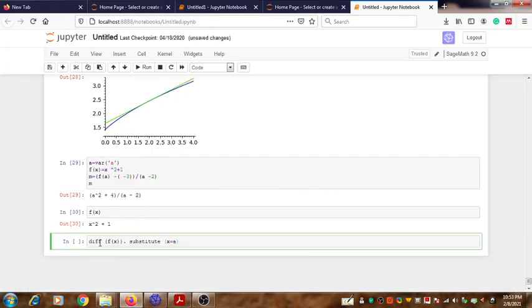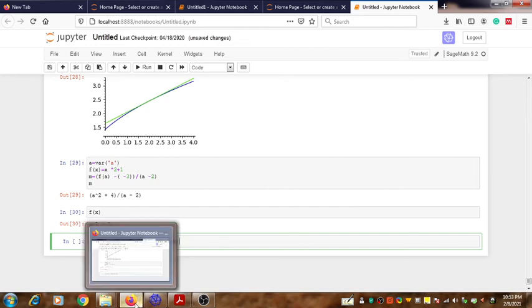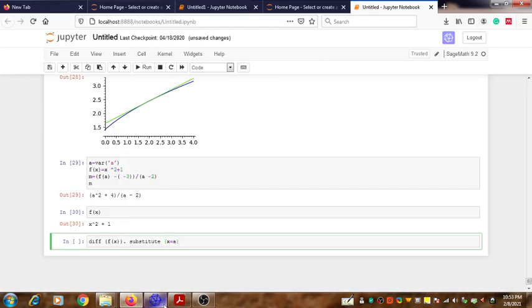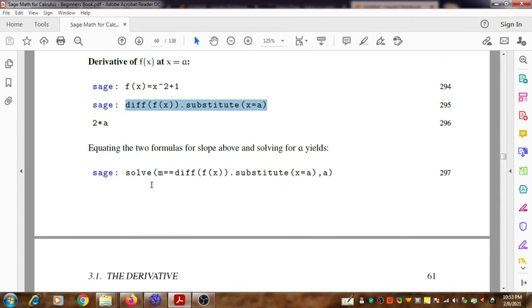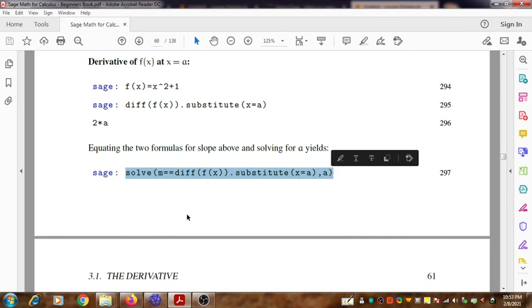Now we copy this, and in this stage we are finding the derivative of fx at the point x equal to a. We are going to take it, and whatever answer we have in our mind that we are expecting, yeah, 2 into a is the answer. Okay, that statement is also correct. No problem there. Next, let's use that solve.